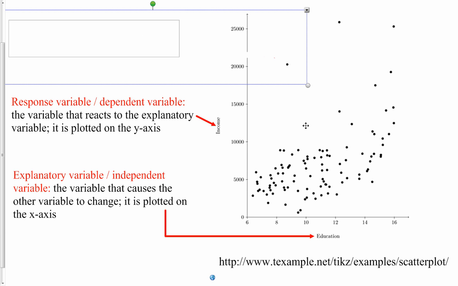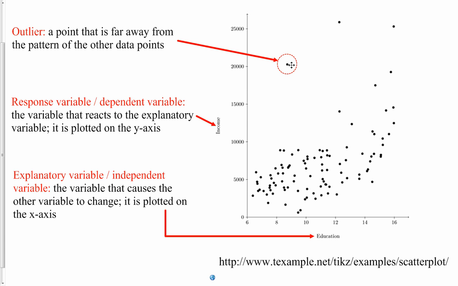Now, we're going to point out one more thing on this graph before we move on, and that's an outlier. When you have points that don't fit the general trend, and it's far away from the general pattern, we call that an outlier. So even these points out here might be considered outliers, but this one in particular is very far off the general pattern.